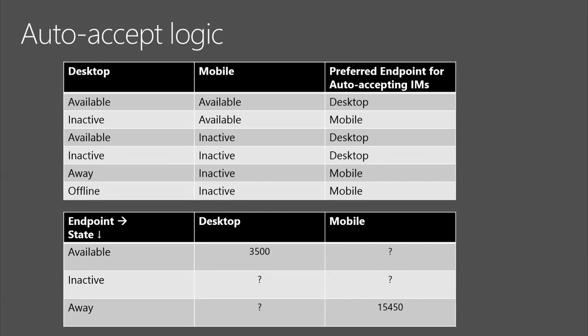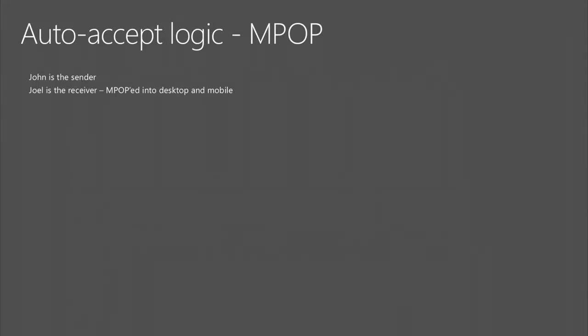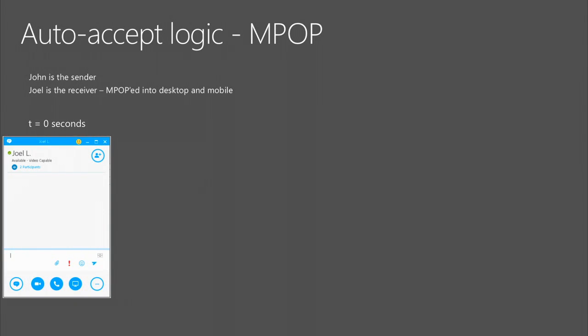So with that, we can actually switch to multiple point of presence. Let's say John is the sender, Joel is the receiver, with multiple point of presence on desktop and mobile. At t equal to 0 seconds, when John is observing Joel, this is the view John will have of Joel's presence. It says available, video capable at t equal to 0.